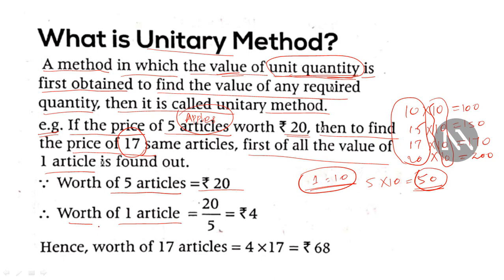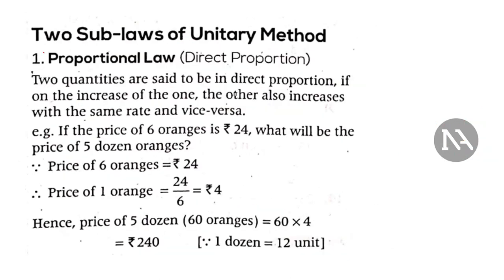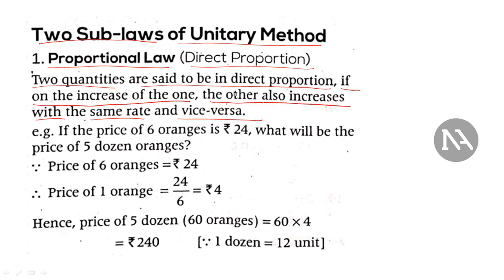In this case, the price or worth of one article is 4 rupees. So the question is the price of 17 same articles: 4 into 17 or 17 into 4, that is 68 rupees. Here you have two sub laws for unitary method. The first law is the proportional method or direct proportion, right? What is the direct proportion method? Two quantities are said to be in direct proportion if when one increases, the other also increases at the same rate, and vice versa.